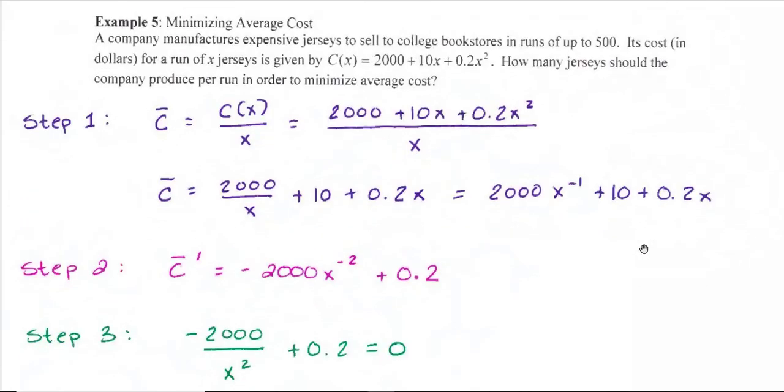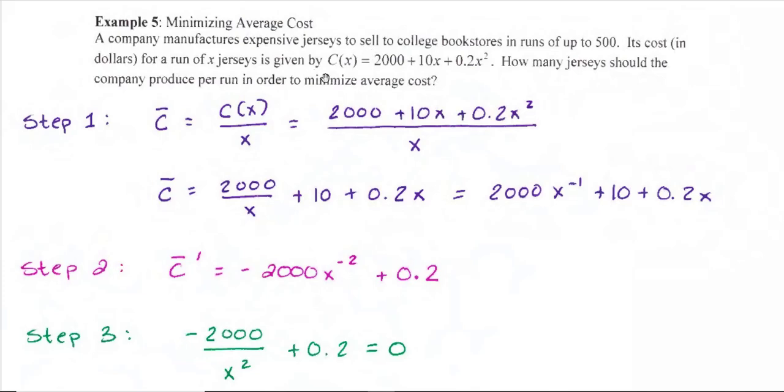Let's do another one similar. A company manufactures expensive jerseys to sell to college bookstores in runs of up to 500. It costs, in dollars, for a run of x jerseys, 2,000 plus 10x plus 0.2x squared. So how many jerseys should the company produce per run to minimize the average cost?